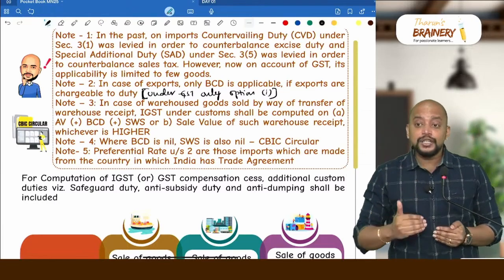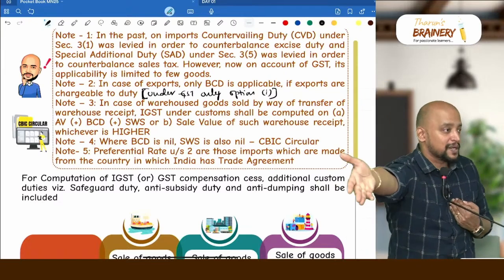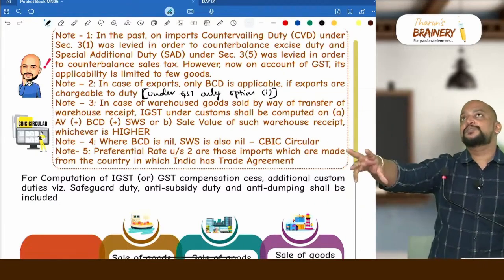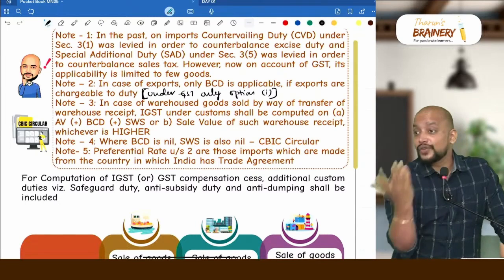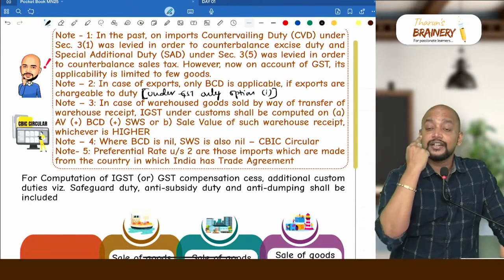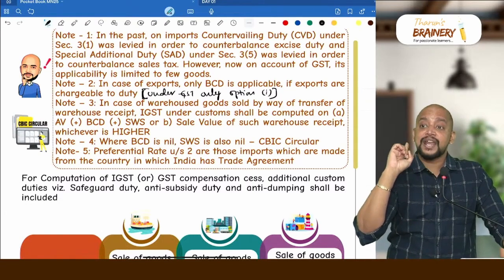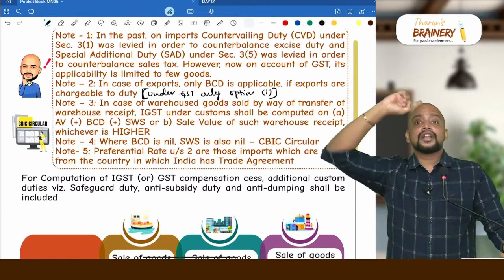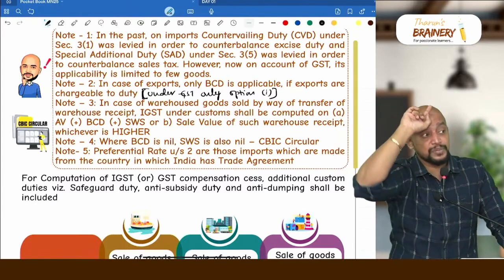But for the purpose of customs, who will be treated as importer? The original importer or the subsequent buyer? The subsequent buyer will be treated as the importer, and the subsequent buyer should pay the customs duty on what? 10,000 or 12,000? 10,000, not on 12,000. Customs duty is payable on 10,000. So $10,000, the original import price only, should be taken as the assessable value.